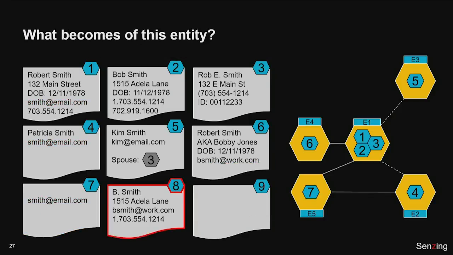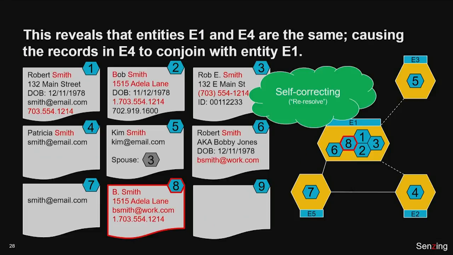Okay, what about that? Take a good look at that. Anybody want to call out what you think happens next? When this combines with E1, it gives you confidence that record 6 is really a member, so it joins.